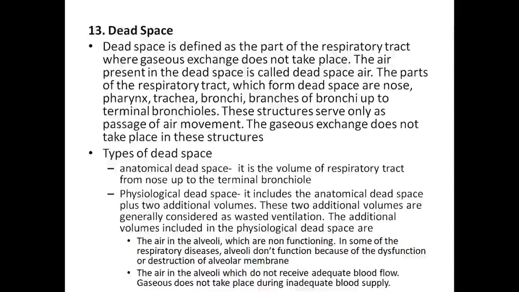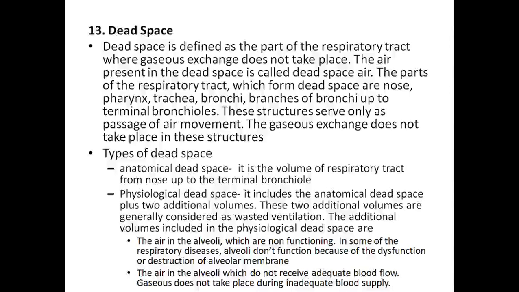the pH. Dead space. Dead space is defined as the part of the respiratory tract where gas exchange does not take place. The air present in the dead space is called dead space air. The parts of the respiratory tract which form dead space are nose, pharynx, trachea, bronchi, and branches of bronchi up to terminal bronchioles. These structures serve only as a passage of air movement. The gas exchange does not take place in these structures.